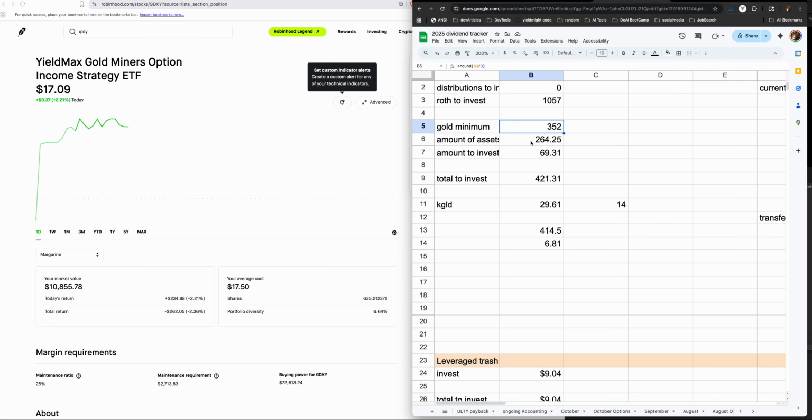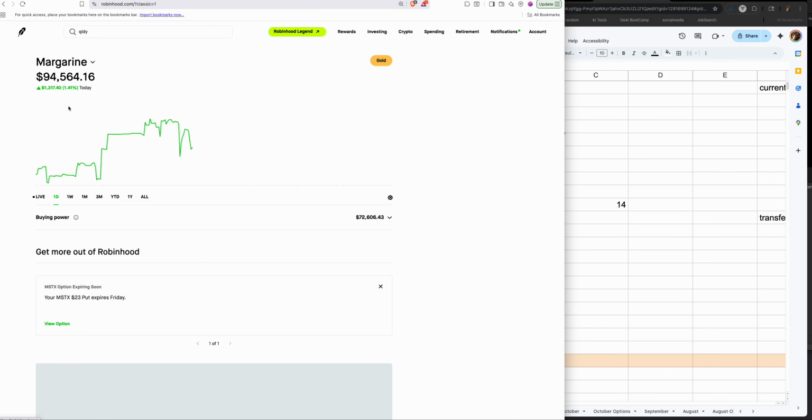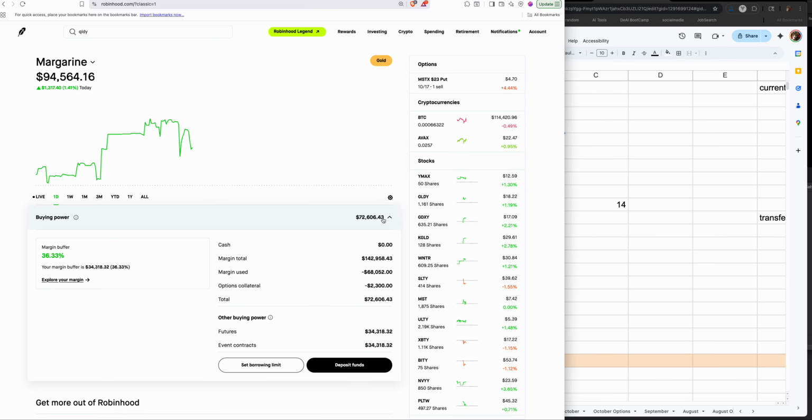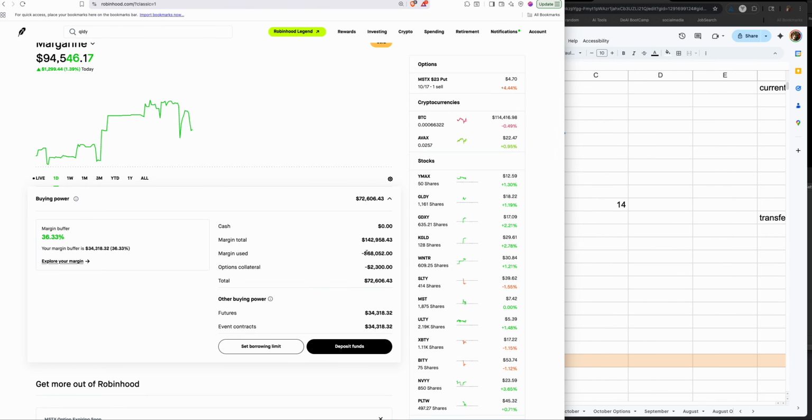And then what I want is in my margin account, when we add up the margin used and the options collateral, I want these to equal $70,000. So maybe later this week, if I have more than $1,000 in here, I can do another options collateral, but I am using my margin account to pay for my bills.